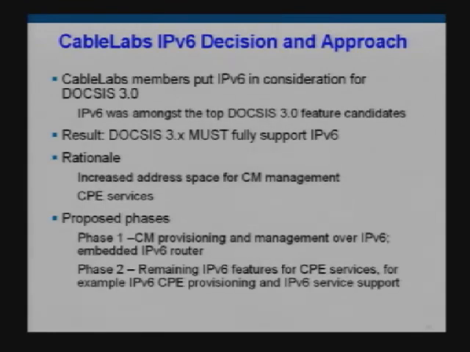So we already discussed the rationale behind going for IPv6 support for DOCSIS 3.0, and there were two phases proposed, phase 1 and phase 2. With phase 1, the support requirement was to provide CM provisioning and management over IPv6. And phase 2 addresses IPv6 support for CPEs as well.